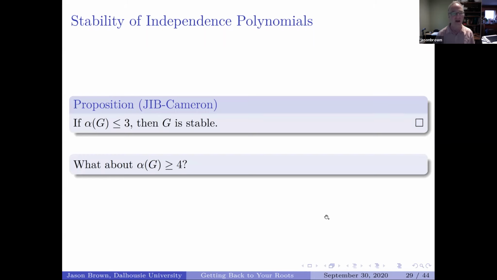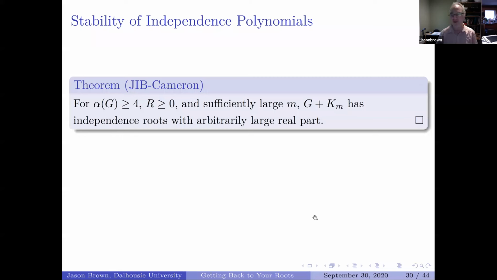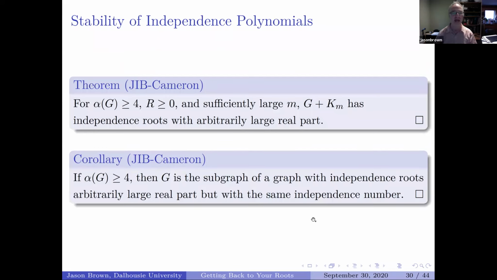What about independence number of at least 4? Well, myself and my ex-student proved a really contrasting result, that it fails, that the roots are always in the left half plane. We proved that if the independence number of a graph G is at least 4, and you take any r bigger than or equal to 0, so this will be our notion of being far, and sufficiently large m, and we join the graph G with a complete graph of order m, where join means take m points with the graph G and throw in all the edges in between, then this has independence roots with real part greater than r. So it's out past r to the right.